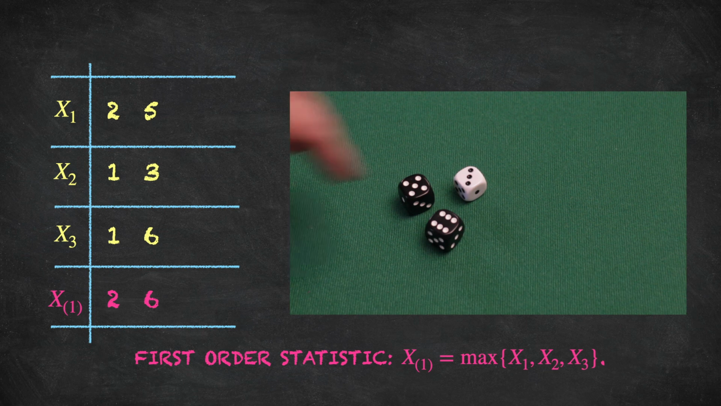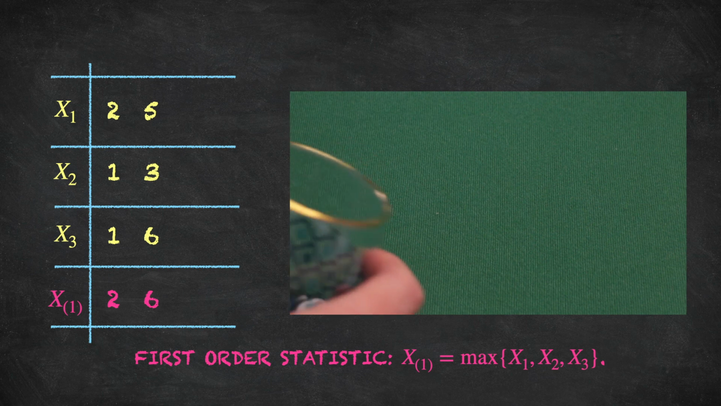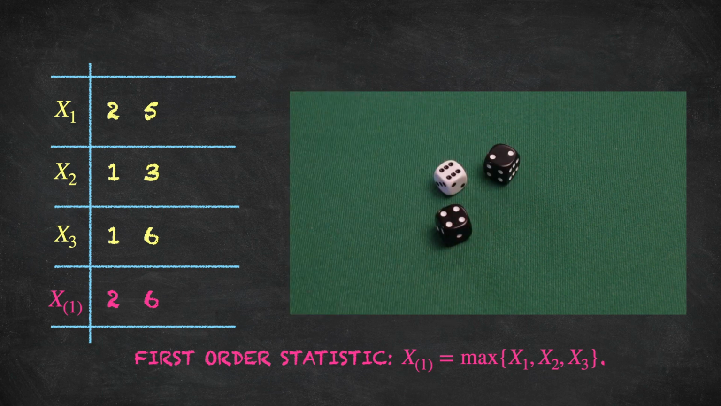Finally, rolling the dice again, we get a new sample with values 4, 6, and 2, and so the first order statistic for this final sample is again equal to 6, the maximum of 4, 6, and 2. Now, if you recall, we calculated the probability that each of our independent random variables, each of these 3 dice, takes a value less than or equal to 4, and we calculated this to be 2/3.